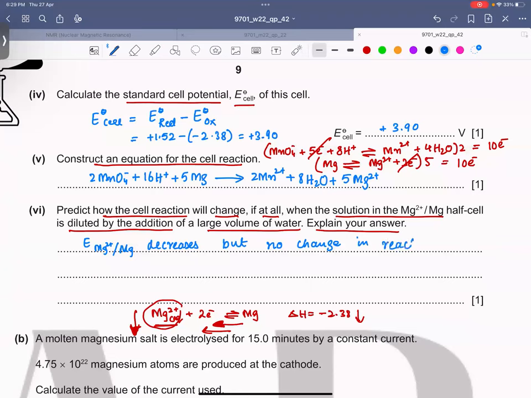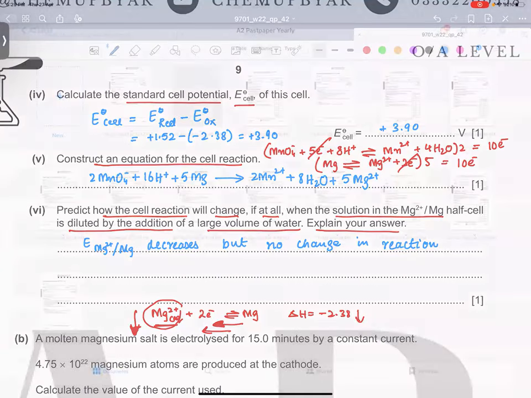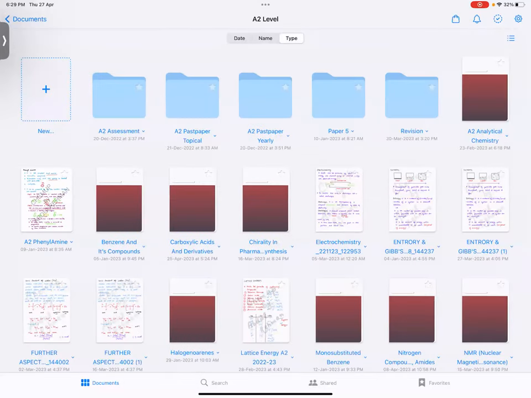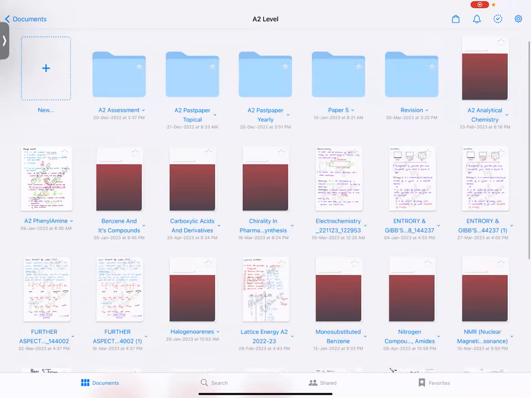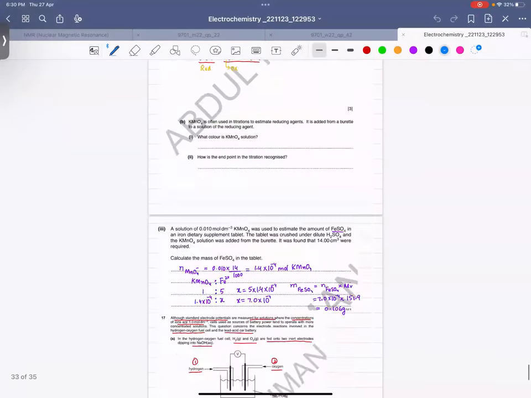Is this understandable to everyone? Sure, why would the E naught decrease? The E naught decreases. Who said that E naught will not decrease? Sir, why would it decrease? It decreases because of this rule, let me show you. One minute. Where is electro? Here it is.